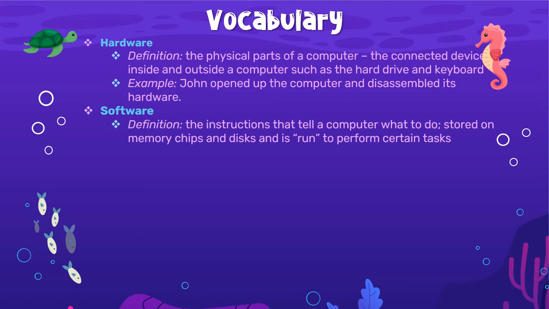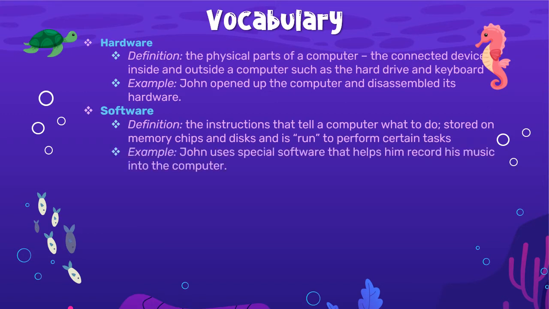It tells a computer what to do, how to run, how to open Windows, how to create PowerPoint, all of those things. So it's stored on memory chips, on disks. It's that information. And in order for it to work, you have to run it. John uses special software that helps him record his music into the computer.